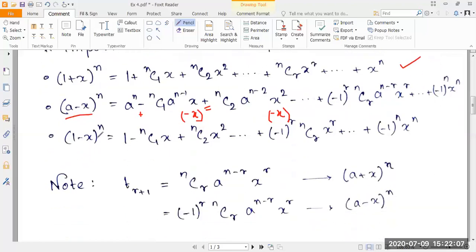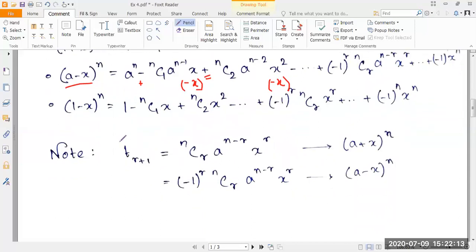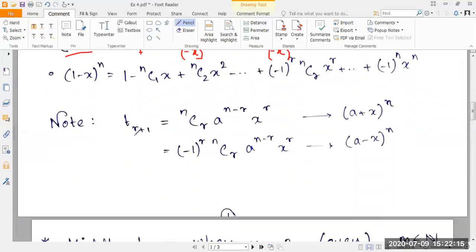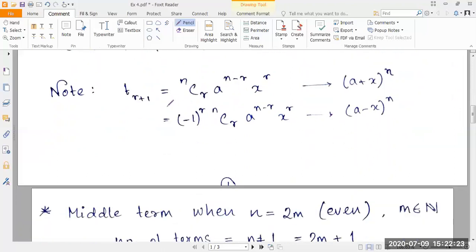Similarly, we get (1 - x)^n. That is a basic combination of the two previous concepts. Again, as I have mentioned before, T(r+1) is nCr a^(n-r) x^r for the expansion of (a + x)^n, and we have (-1)^r as a factor for the (a - x)^n expansion.